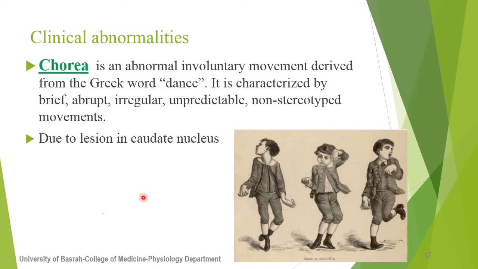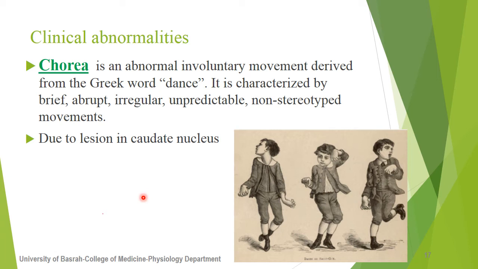When there's damage to the caudate nucleus, we will have a disorder, a syndrome called Huntington disease. One of its signs you need to know is called chorea. Chorea comes from the Greek word for dance. Chorea means dance. This is an abnormal, involuntary movement. That's to say the patient cannot control it. It will occur spontaneously, without voluntary control. The patient cannot control it or stop it.